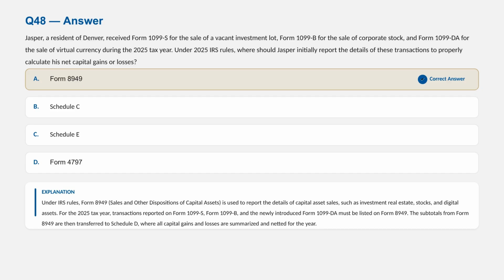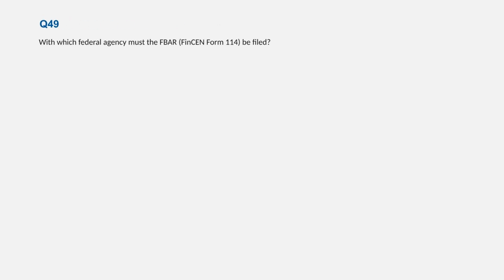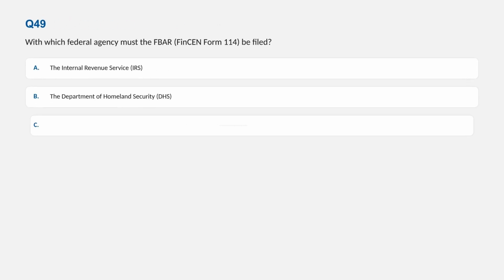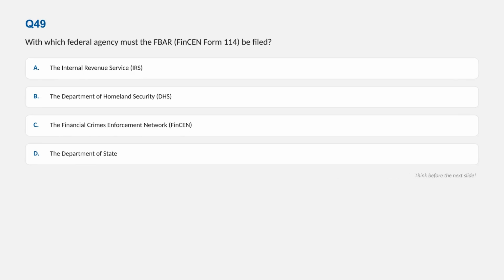Great, now let's move to our next question. Alright, let's move to question 49. With which federal agency must the FBAR, FinCEN Form 114, be filed? A. The Internal Revenue Service, IRS. B. The Department of Homeland Security, DHS. C. The Financial Crimes Enforcement Network, FinCEN. D. The Department of State.